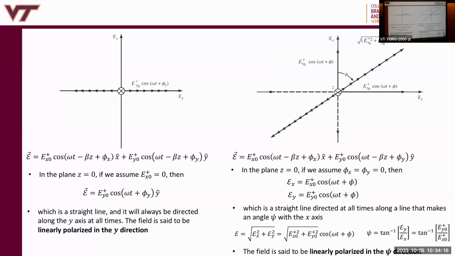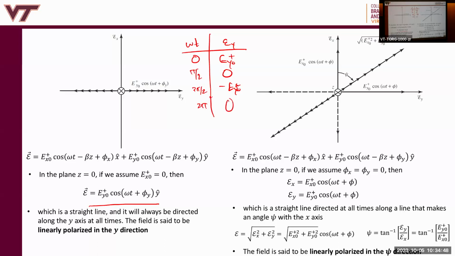If this is our electric field, we can make a table: omega t, and what do we get for E? EY, right? When omega t is 0, assuming phi y is 0, then it won't matter for the polarization, but let's assume that phi y is 0. Cosine of 0 is 1, so we get EY naught plus. At pi over 2, we get 0. At 3 pi over 2, we get minus E naught y plus. And at 2 pi, we get 0 again. So this is always in the y direction.